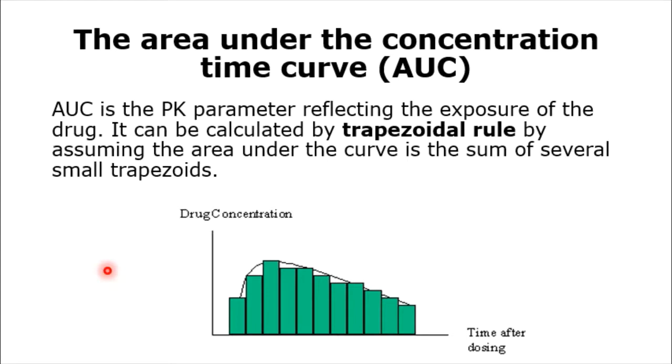For the calculation of area under the curve, the PK parameter reflecting the exposure of the drug, it can be calculated by the trapezoidal rule, by assuming that the area under the curve is the sum of several small trapezoids. So these are trapezoids that are composing the total area under this curve. By simple calculation, summation of the area of each of these trapezoids, we can calculate the total area under the curve as follows.